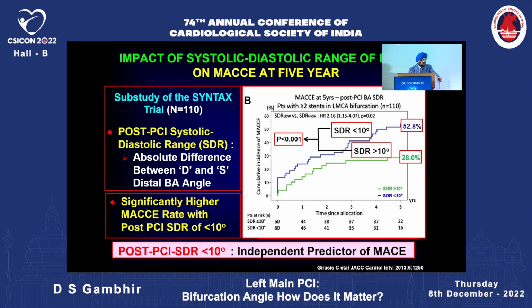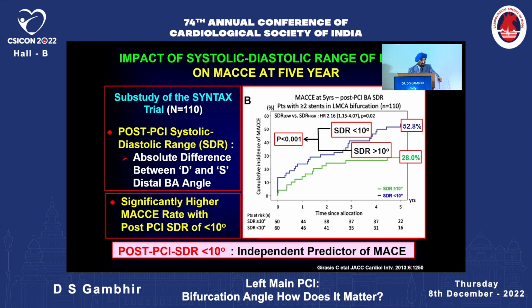But they came out with another variable, which they defined as the post-PCI systolic diastolic range, again what they have been calling the dynamicity of the bifurcation angle. In this sub-study of 110 patients where they had used a two-stent bifurcation stenting technique, the post-PCI systolic diastolic range was defined as the absolute difference between the diastolic and the systolic distal bifurcation angle.